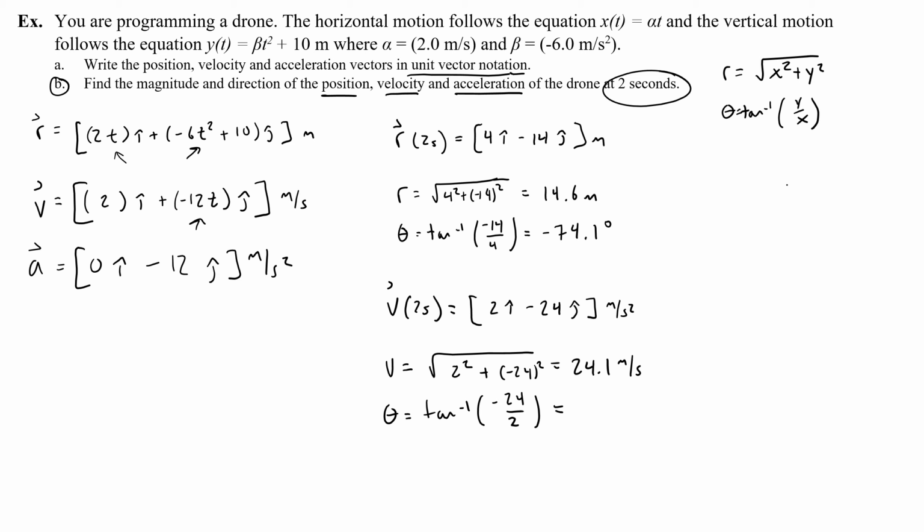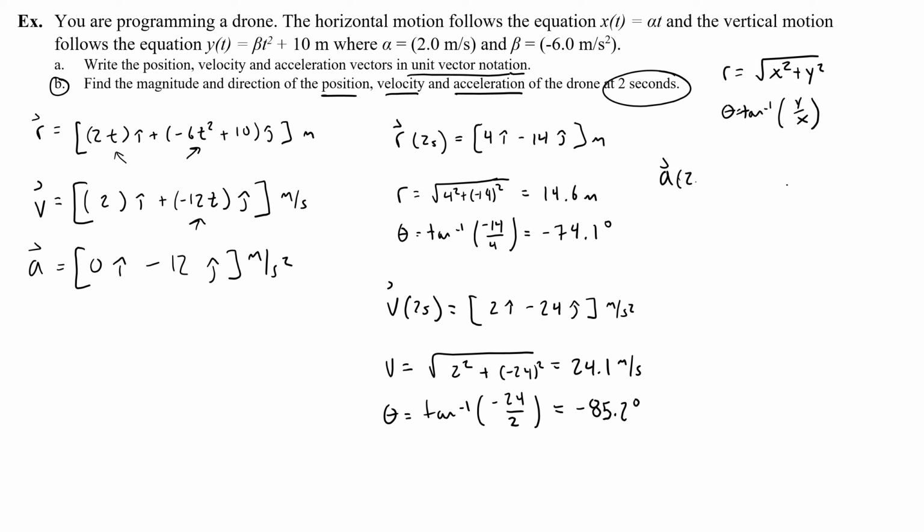Again, that's a negative y and a positive x, so it'll be in the 4th quadrant, and when we get a negative angle, it's going to be the correct unit circle angle. In this case, it's negative 85.23, so negative 85.2 degrees. Okay, so that's the magnitude and direction of the velocity vector. Now let's do the acceleration.